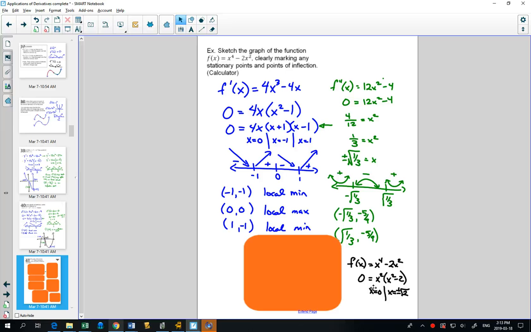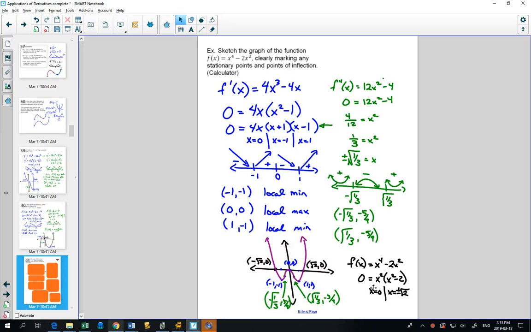And then if we look at our graph, we can label our maxes and our mins. We can label our inflection points. I've done that there in green. I labeled my x-intercepts in black.